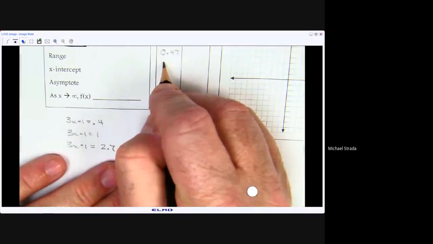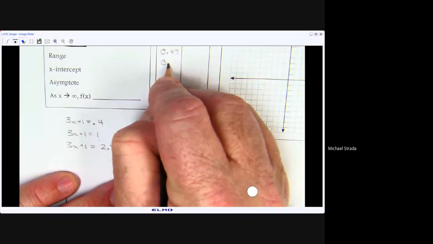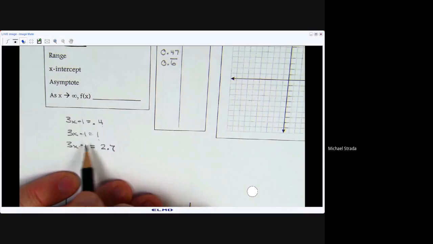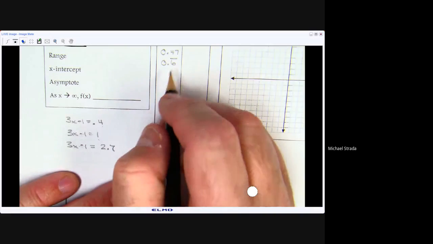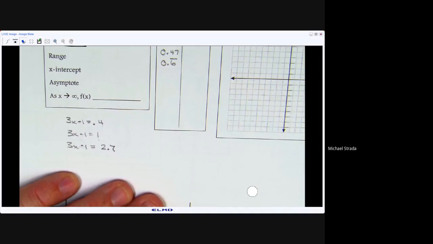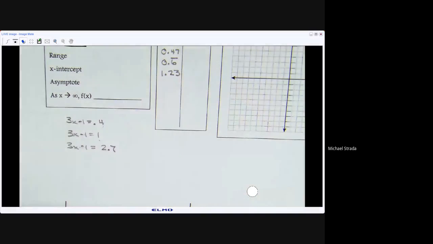When I add 1, I got 2. 2 divided by 3 is 0.6 repeating. 3x minus 1 is 2.7. Add 1, 3.7. Divide by 3. I believe you end up with 1.23 with the 3 repeating. So 1.23.